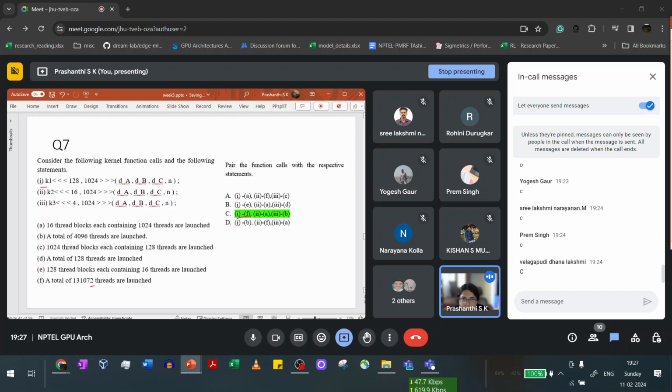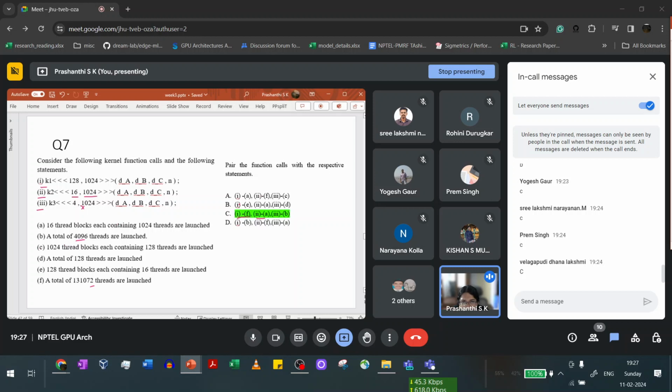So this part matches. Then for 2, the matching statement is A. 16 thread blocks, each containing 1024 threads are launched. That is true. So 16 is the number of blocks and 1024 is the number of threads per block. That also matches. And for 3, the matching statement is B, which says total of 4096. So remember, whenever you have statements regarding the total number of threads, you will have to multiply these two. Whenever you have statements about the number of blocks and number of threads per block, remember that the syntax is number of blocks, comma, number of threads per block.